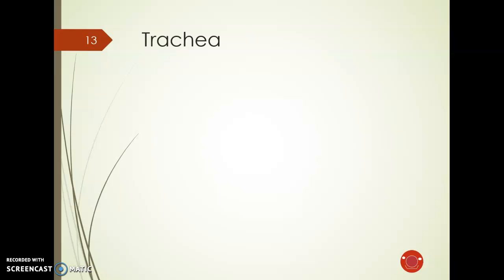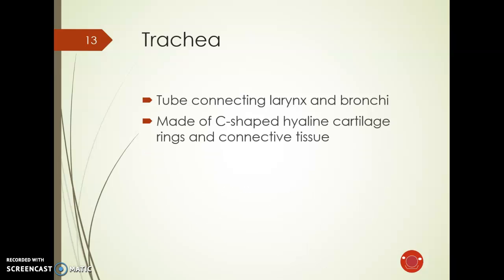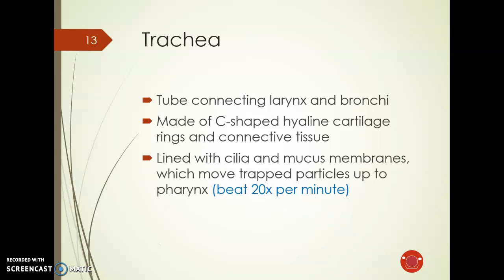So looking at the trachea, this is a tube connecting the larynx and the bronchi, and it is made of C-shaped hyaline cartilage rings and of connective tissue. So it's different than the esophagus, which was a muscular tube, because the trachea we want to keep open all the time so the oxygen and air can go down into our lungs. And that's what those C-shaped hyaline cartilage rings do, is they keep it open.